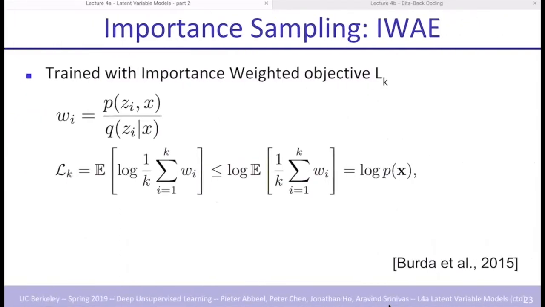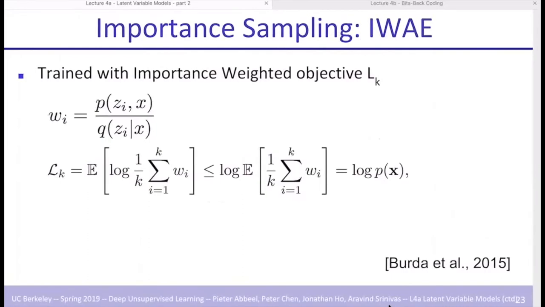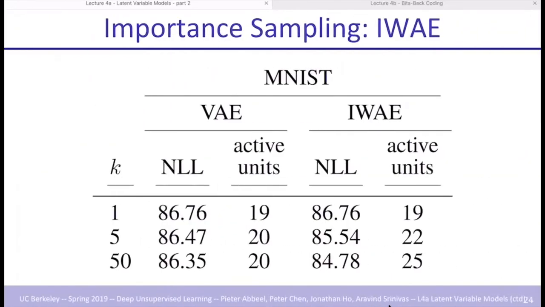So here is just a recap of what we talked about. The first idea, as we just saw, is that with more samples, k samples, we have an approximate posterior closer to the true posterior, and consequently the lower bound L sub k is closer to the log of p of x. That is straightforward. So let's check how helpful it is by looking at an example of MNIST.